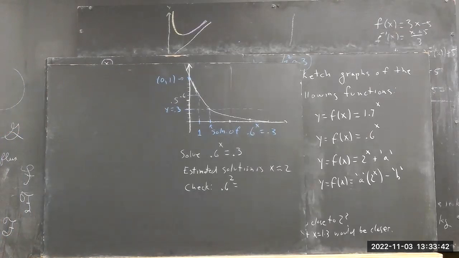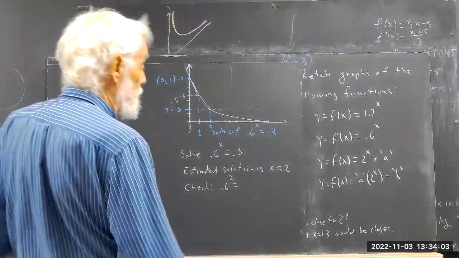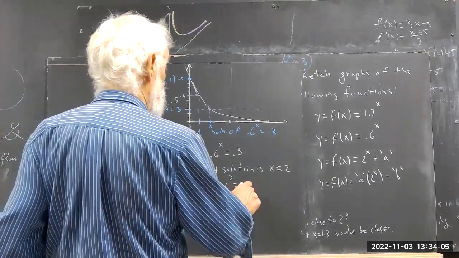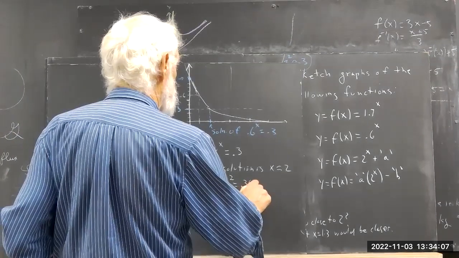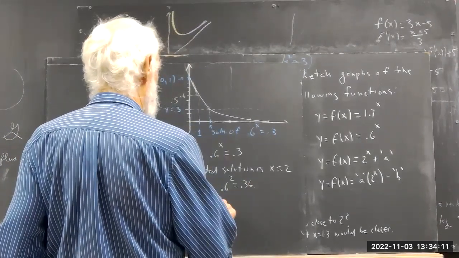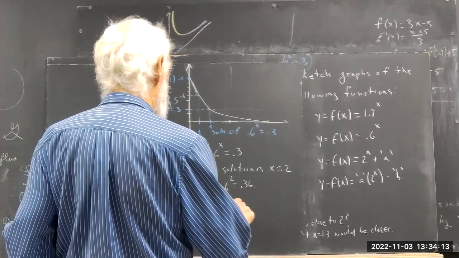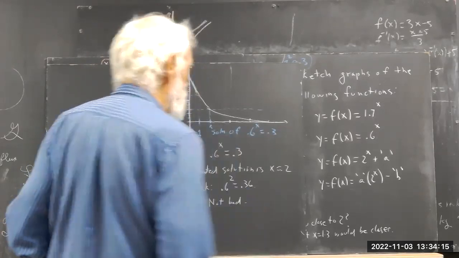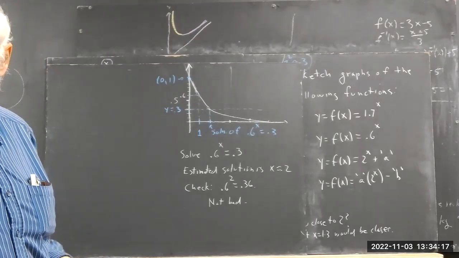Okay, do this in your head. What's 0.6 squared? Okay, well, 6 times 6 is 36. 0.6 squared is going to be 0.36. Not bad for a graph.